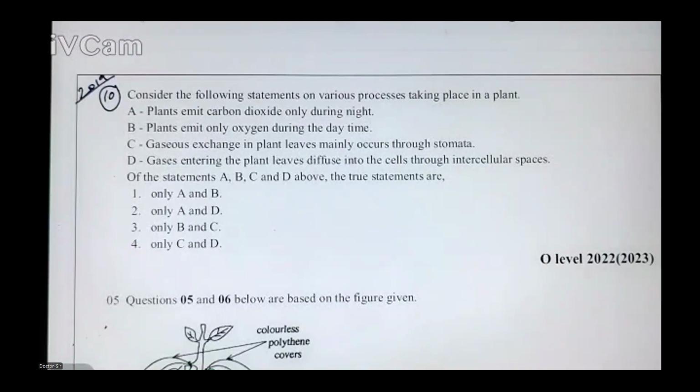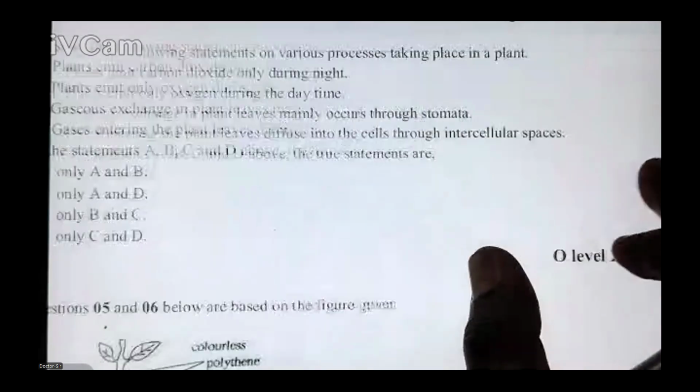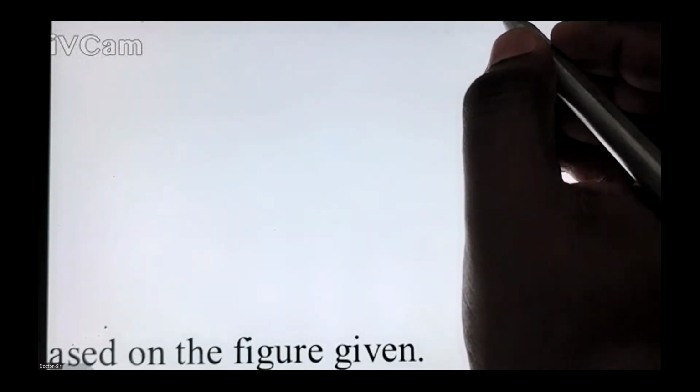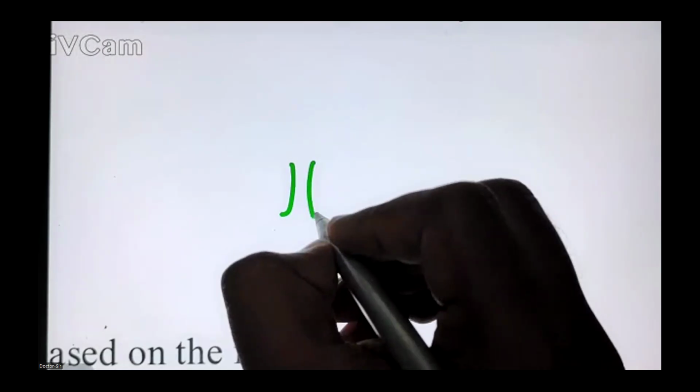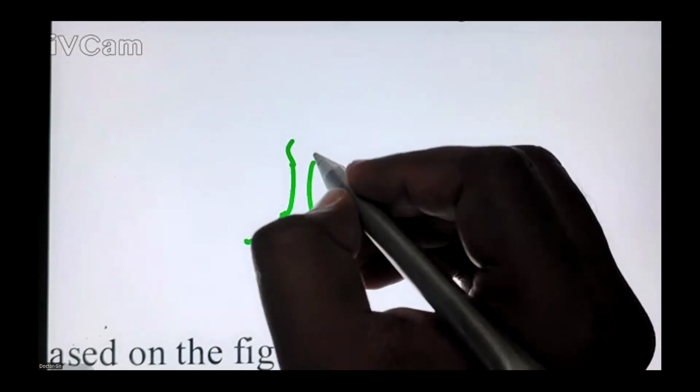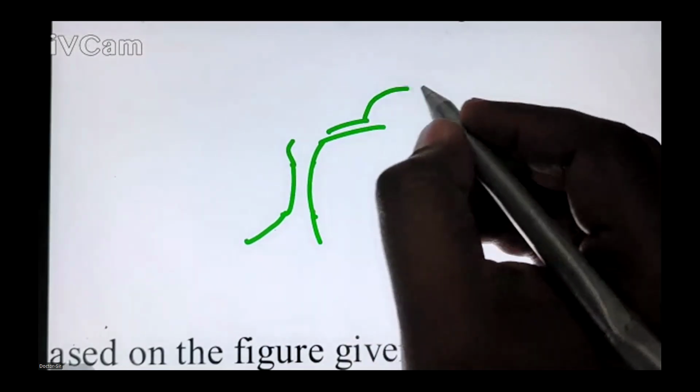Now, question number 10, answer A: the plant emits carbon dioxide only during the night time. No, that's wrong. So I will take a plant, a small plant.